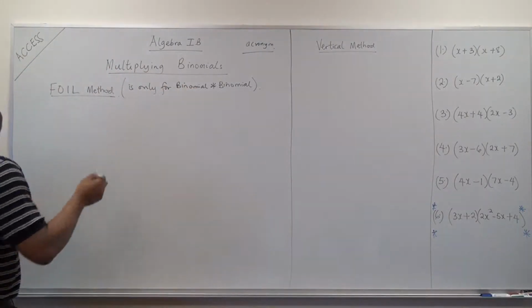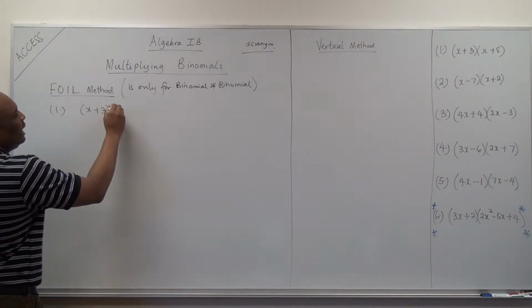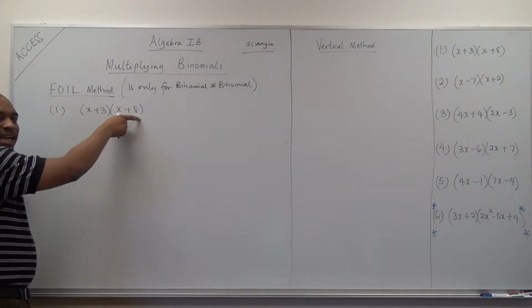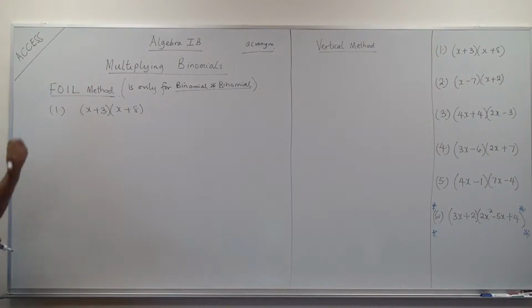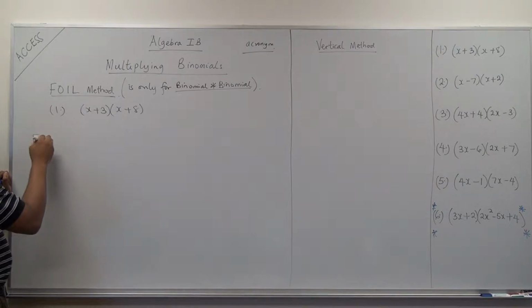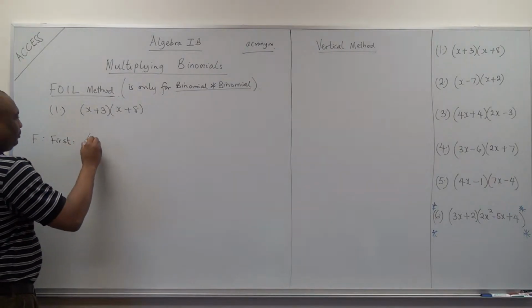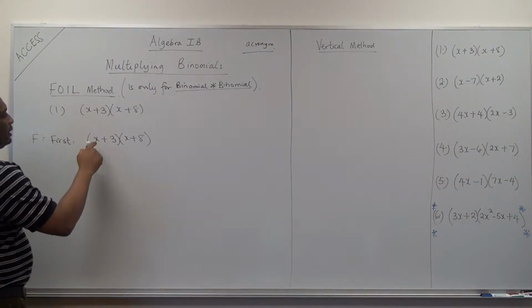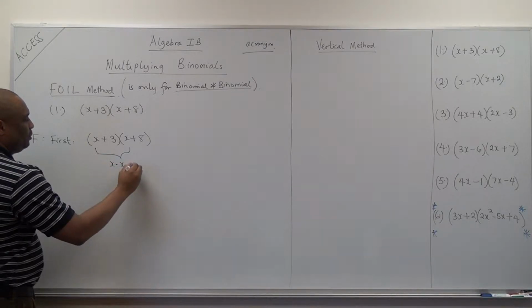Okay, let's begin. If we start from number 1, we have x plus 3 times x plus 8. This is the first binomial, and this is the second binomial, right? So 2 binomials. Therefore, we're going to use FOIL. Now, F is for first. It means the first guy here times the first guy here. X times x, which is x squared.